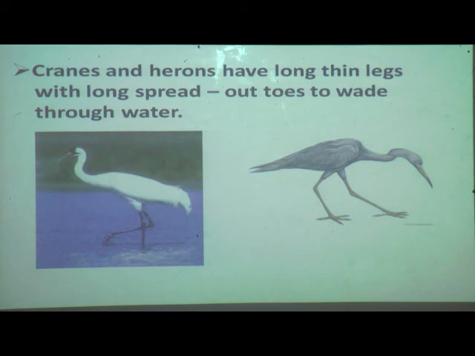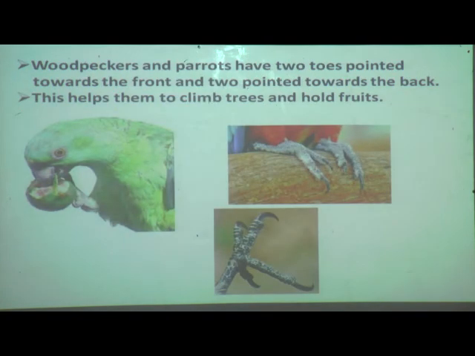Okay. So, what have we studied now? Wading birds' feet. Wading birds are like cranes and herons. They have long thin legs with long spread out toes, and with the help of those toes they can walk easily in water. Yes or no? Yes, and they can even catch other birds in their feet. Okay. Now we will move to the next point.